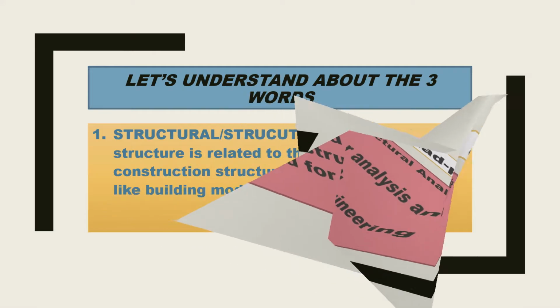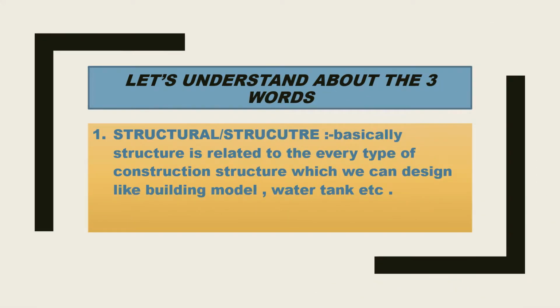So let's understand the three words which are related to STAAD Pro. First one is structural, or the structure. So basically structure is related to every type of construction structure which we can design, such as building models, water tanks, trusses or towers. This type of structure we can easily design with the help of STAAD Pro.